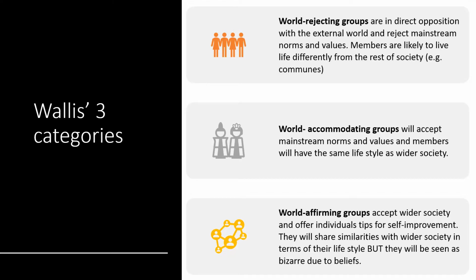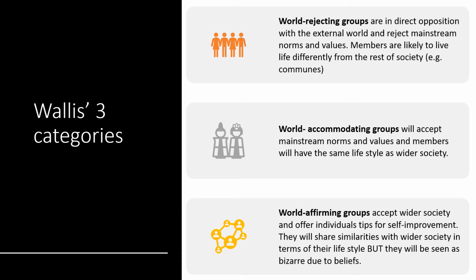Wallace was one of them who started off getting people thinking about this, and he came up with three main categories. So he talked about world rejecting, world accommodating, and world affirming groups. So a world rejecting group would be something like a commune where they reject the outside world. They all live differently from the rest of society. They all go and live together usually, and they reject the goals and the means that outside society use to get through everyday life.